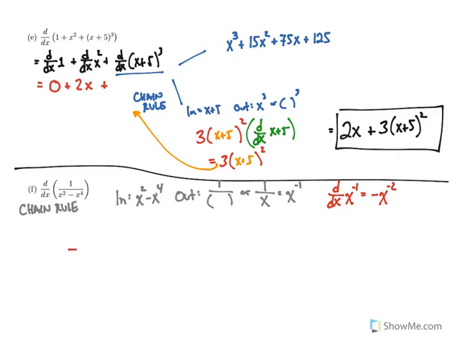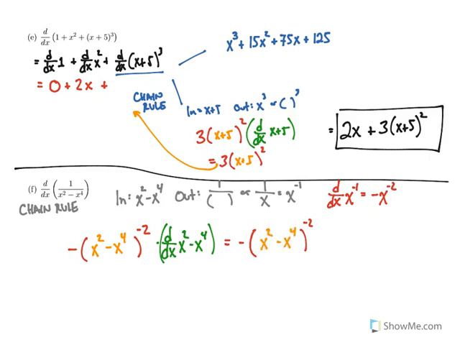I'm going to have the derivative of the outside, negative something to the negative 2, leave the inside function alone, times the derivative of the inside. And all written out, this will be negative x squared minus x to the fourth to the negative second power times 2x minus 4x cubed.